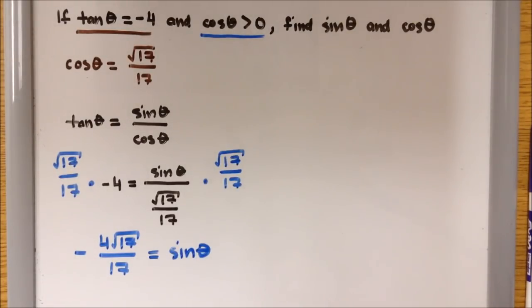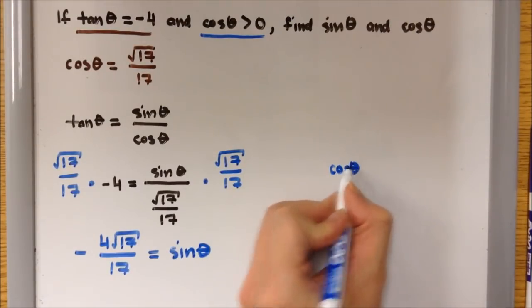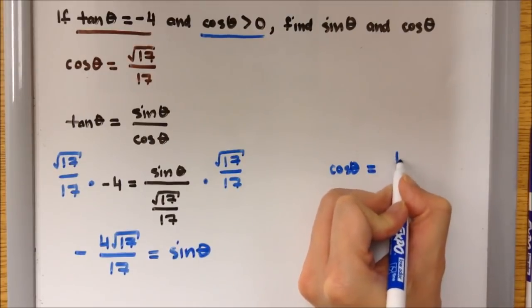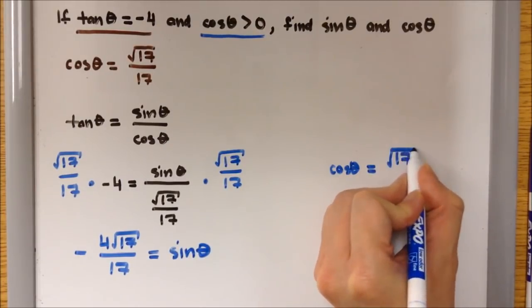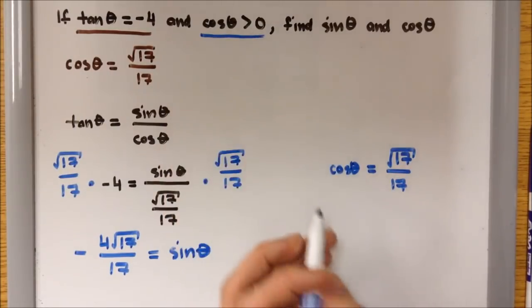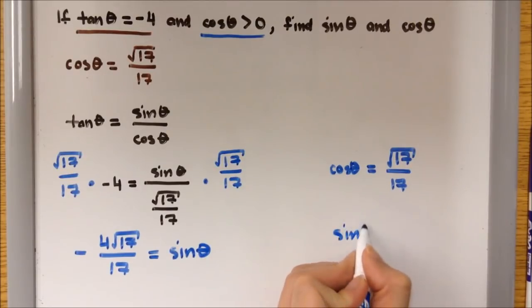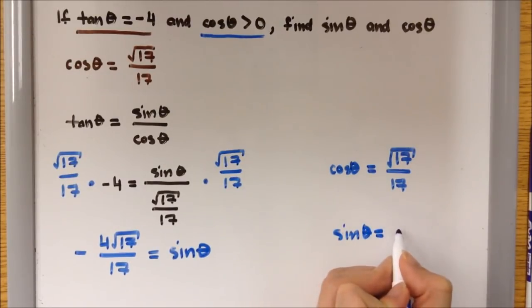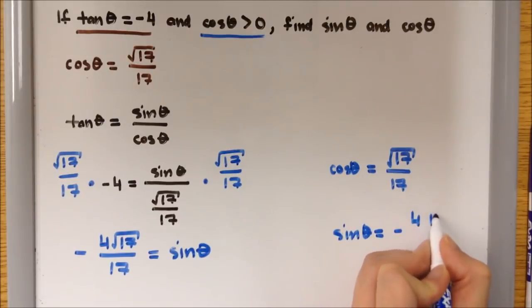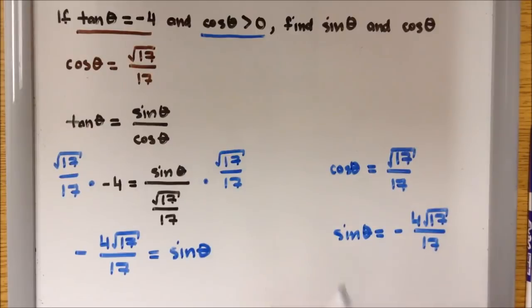So the value for cosine theta is square root of 17 over 17, and it is positive following this information. And then the value of sine theta is negative 4 square root of 17 over 17. So that's our answer for those two trig functions.